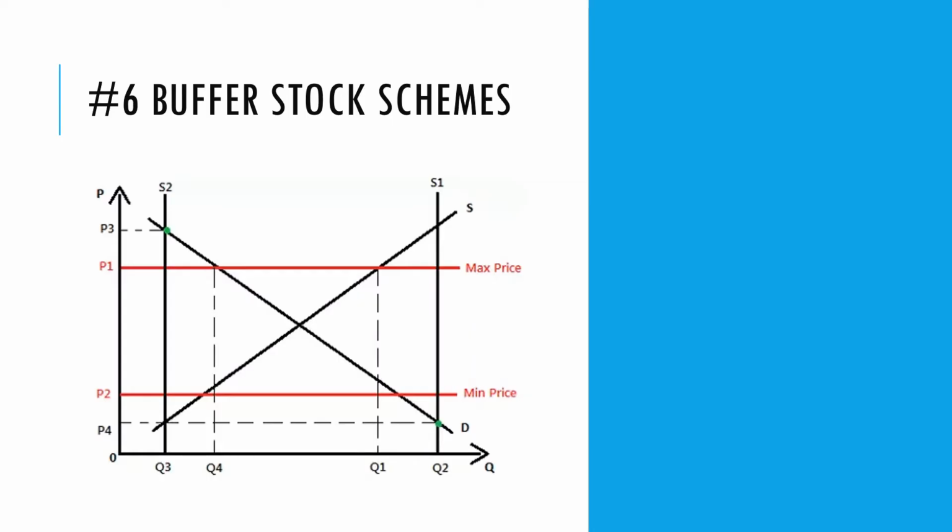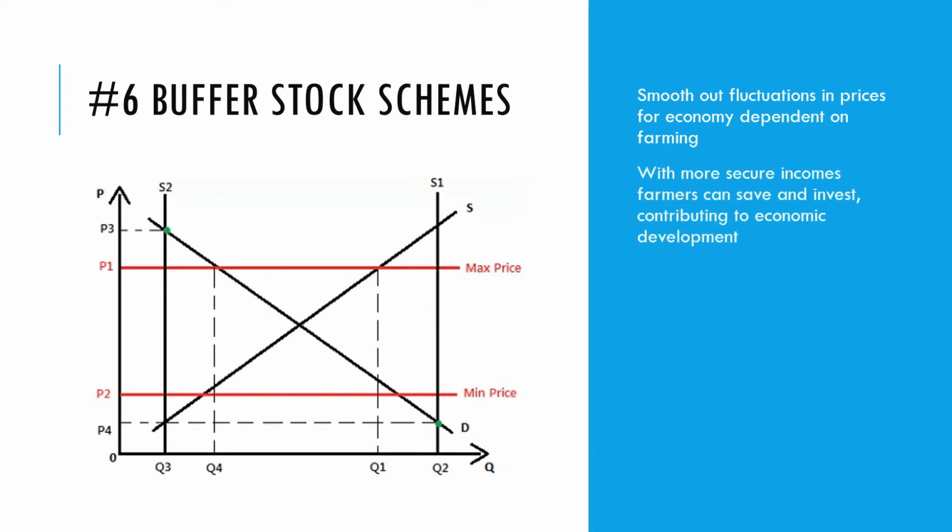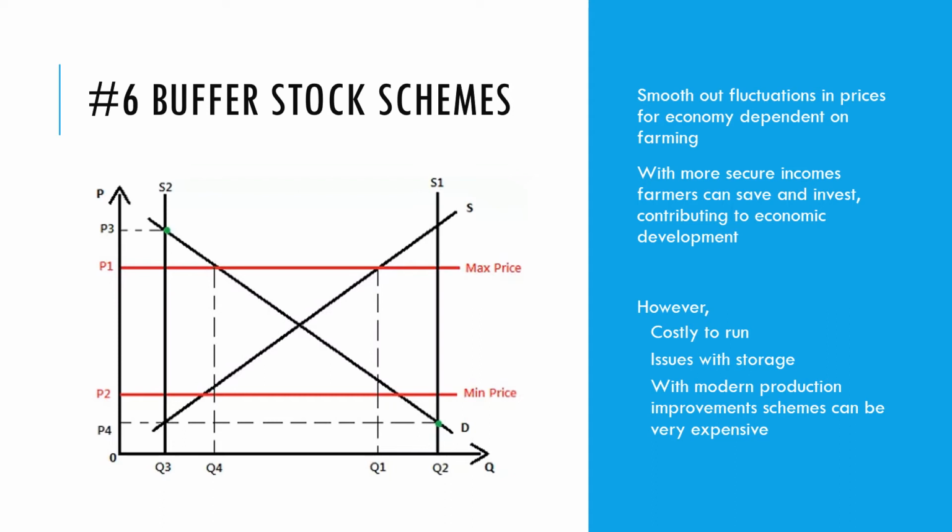Lastly, the government may consider doing a buffer stock scheme, and this is in order to smooth out fluctuations in price. This enables farmers to have a more secure income so they can save and invest. However, it is costly to run.